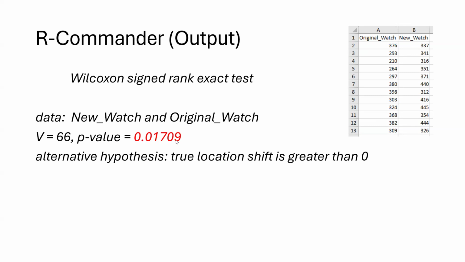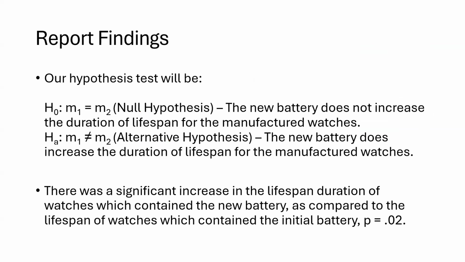P-value is 0.0170009. That would round to 0.02, which is less than our alpha value of 0.05. Because it's less than our alpha value, we reject the null hypothesis. Because the P was low, the null must go. The null hypothesis was that the new battery does not increase the duration of lifespan because it's a status quo assumption. We're always assuming with application that nothing is going to occur outside of the ordinary.